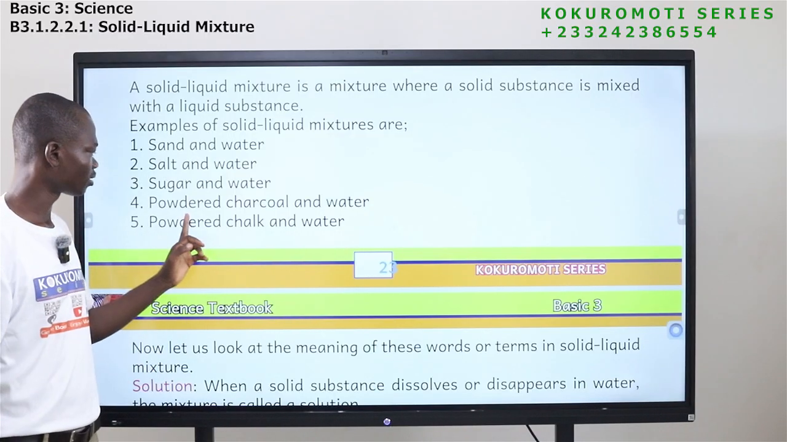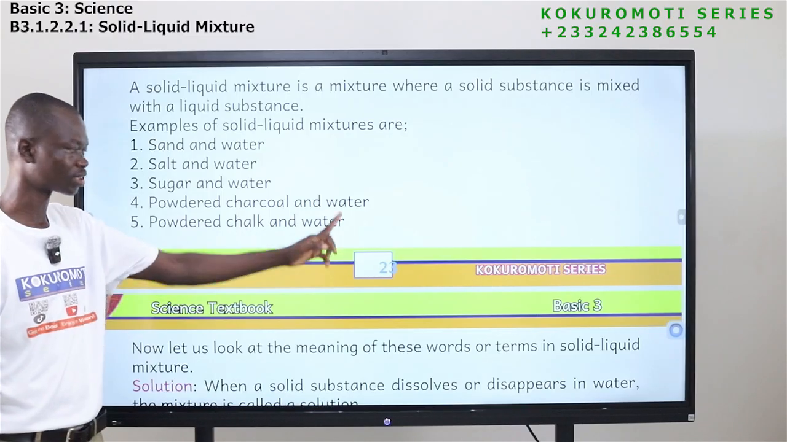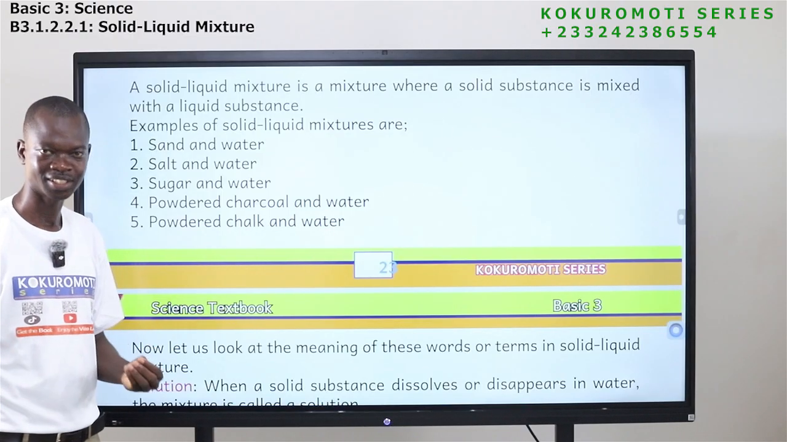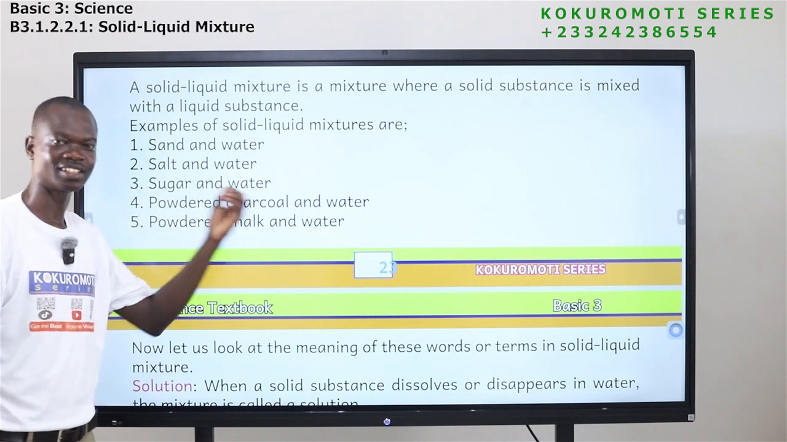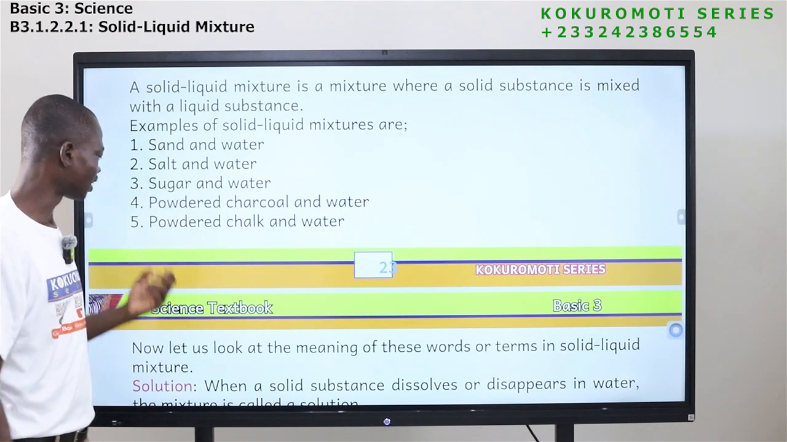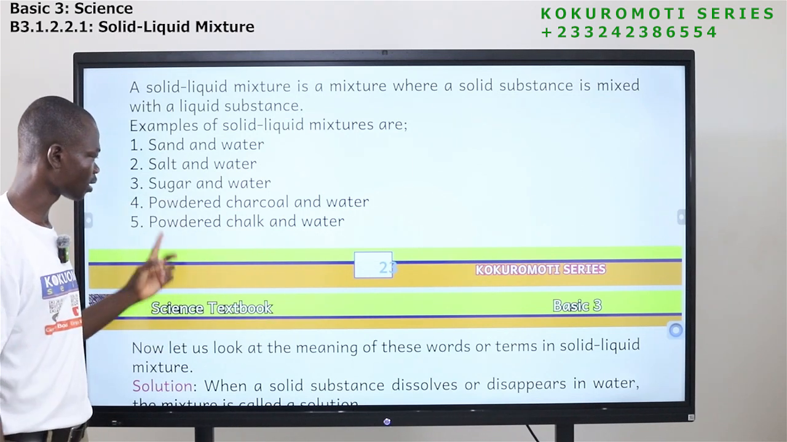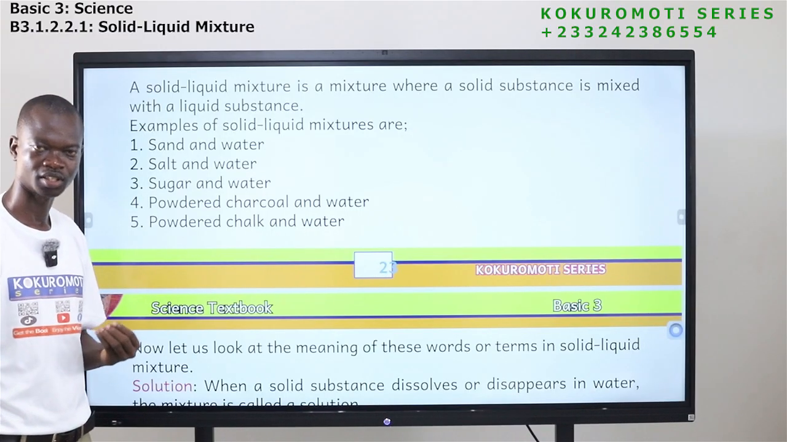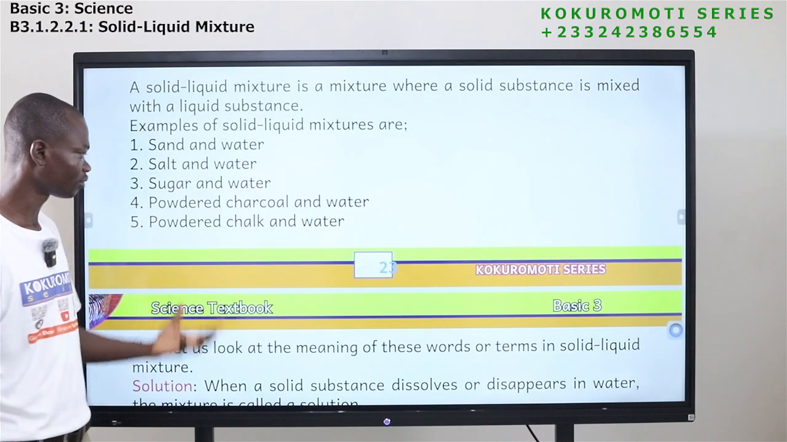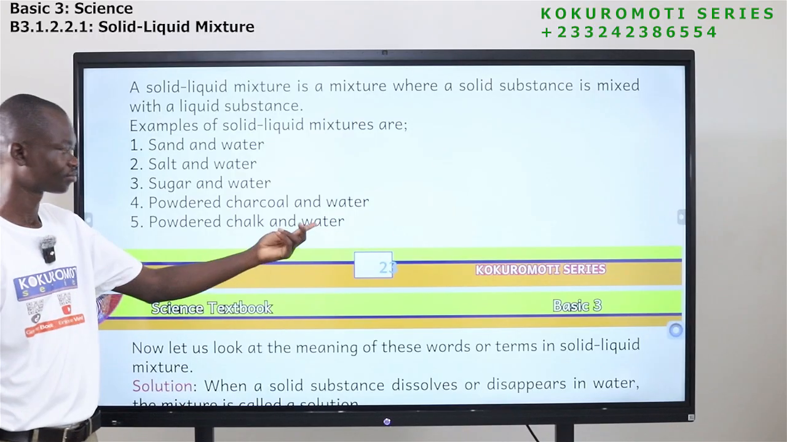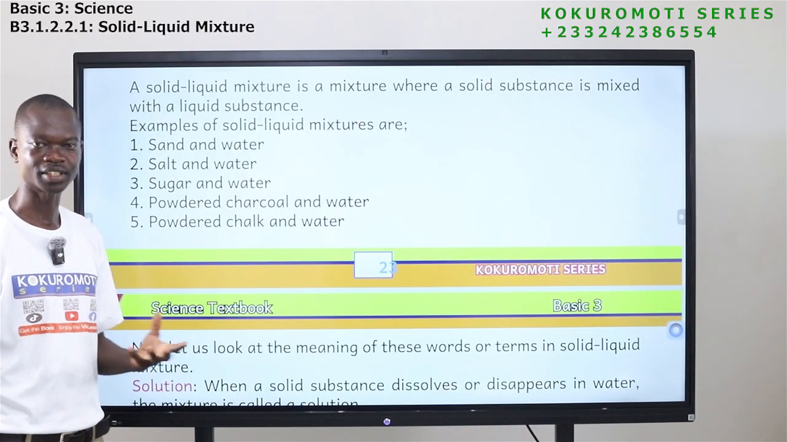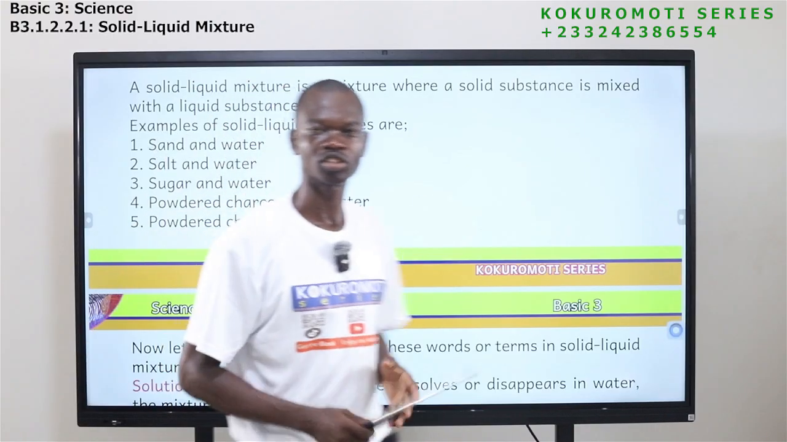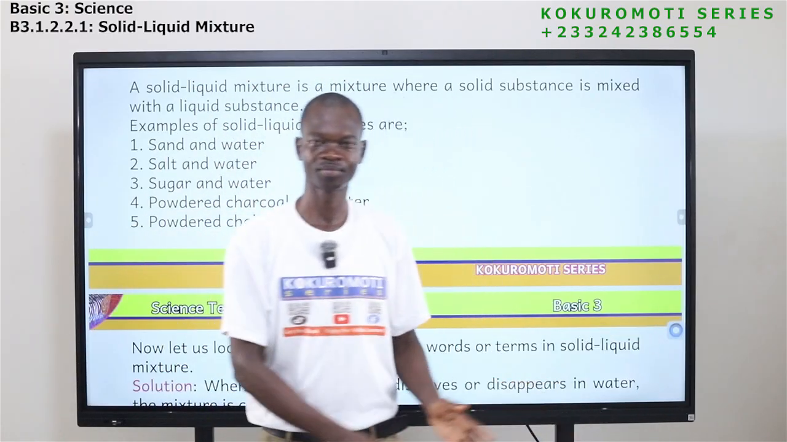The next one is powdered charcoal and water. Powdered charcoal is solid, water too is liquid. So it is solid liquid mixture. Then the last one that I have here is powdered chalk and water. You know chalk. So the powdered one is still solid. And then we have water, which is liquid. So these are examples of solid liquid mixture.